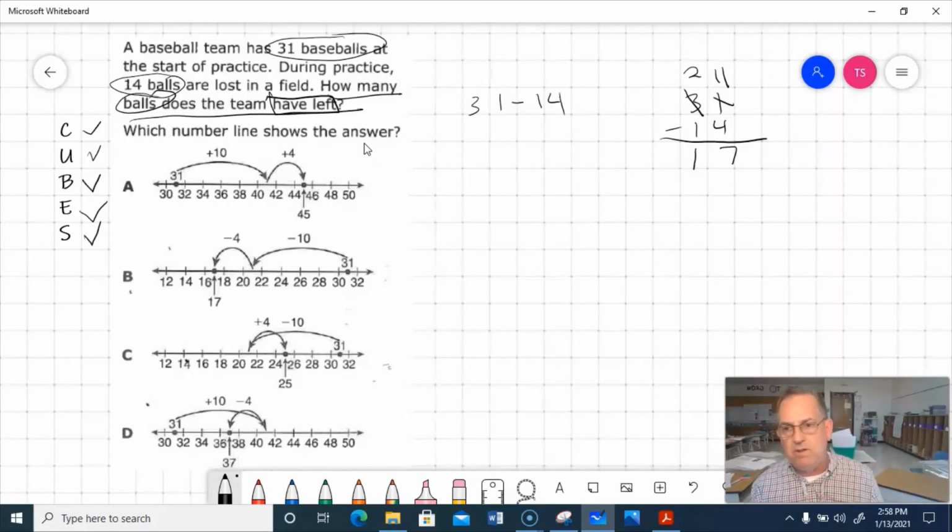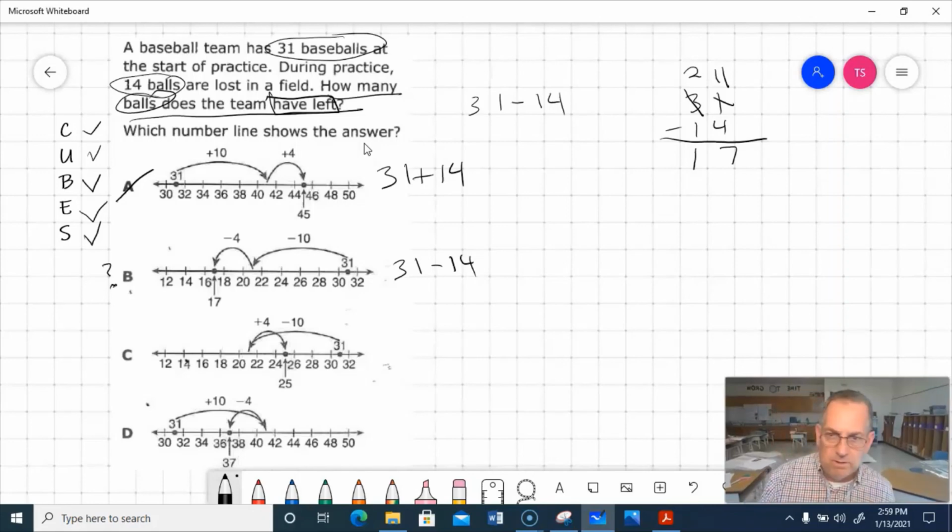Okay, but we're going to go ahead and take a minute and interpret what the number lines are actually doing. So answer choice A. What is answer choice A doing? Yep, the answer choice A looks like it is 31 plus 14. And that is not what we're going to do to solve the problem. What is answer choice B doing? Yep, answer choice B looks like 31 minus 14, which is what we said we need to do. So we'll put a question mark there, and we'll look at our other questions.